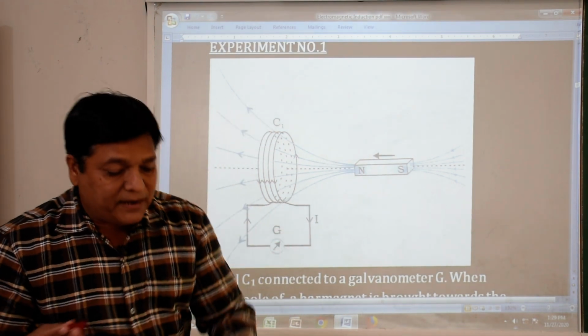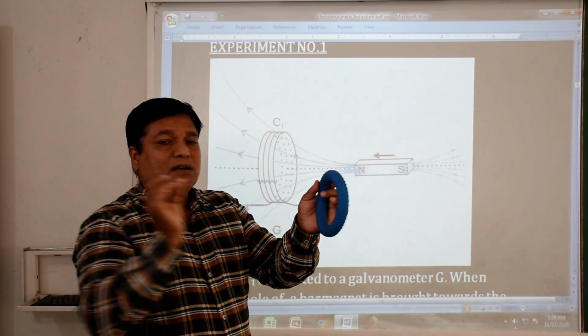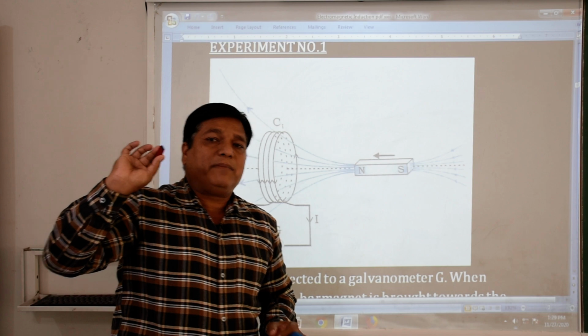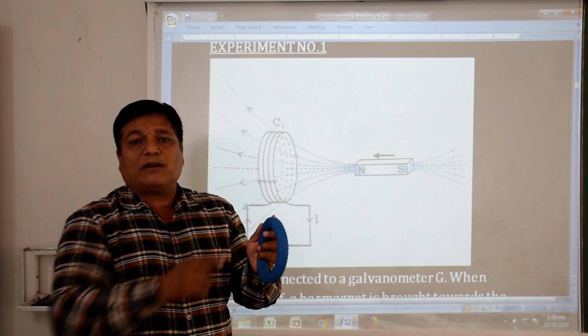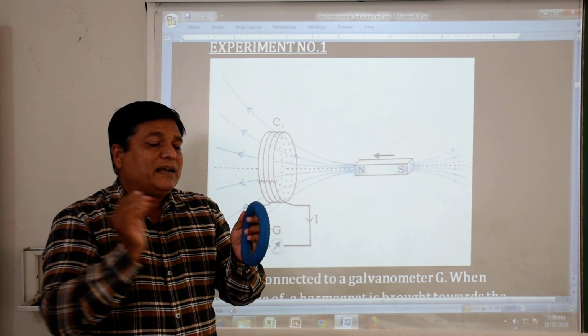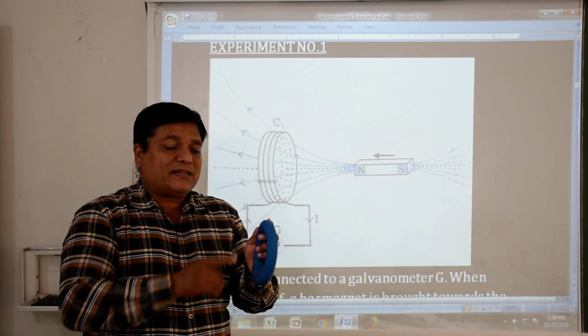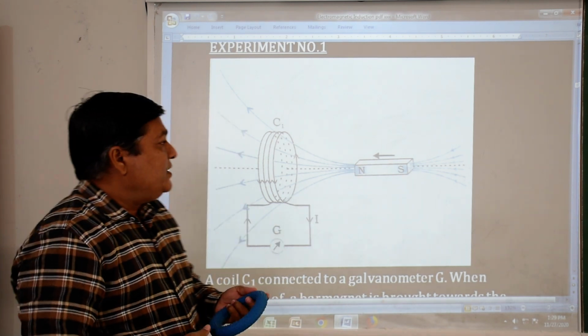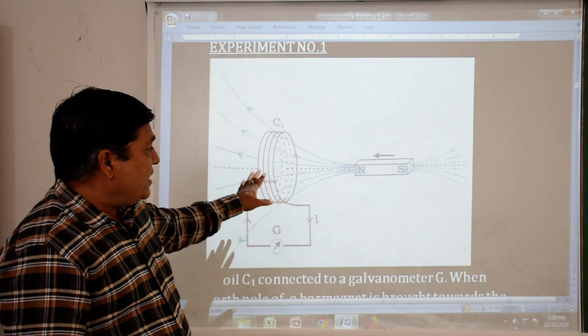When this bar magnet is brought towards the coil, the magnetic field lines emerging from the bar magnet will link with this coil or conductor. When they link, we can say that the magnetic flux linked with the coil changes. When it changes, an induced current will flow through this coil.